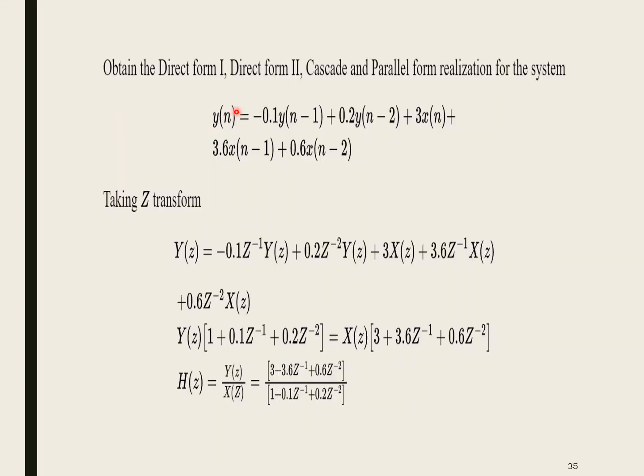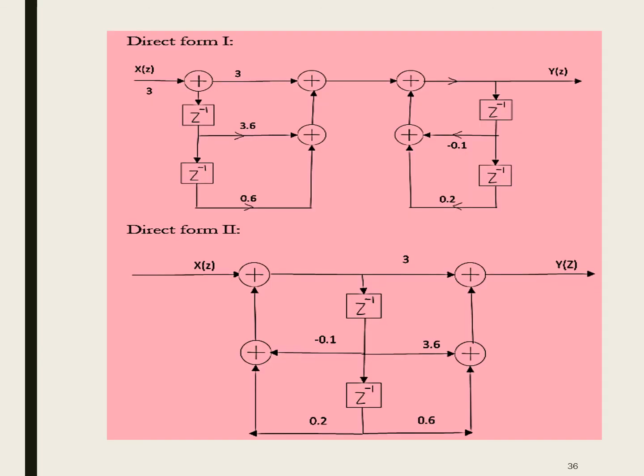The same problem I have taken to solve for all the forms. So the equation is given. In that we are going to find out the direct form 1 structure. We are going to draw direct form 2, cascade form and parallel form realization of the system. The first and foremost step is taking the Z transform on both sides and obtaining the transfer function, and this will be more than enough for drawing the direct form 1 structure. So draw the direct form 1 structure. Hope you understand how to draw the structure.